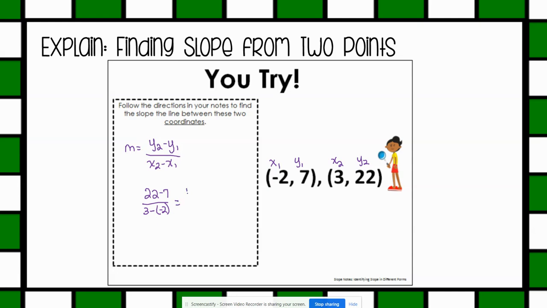Well, 22 minus 7 gives us 15. And 3 minus negative 2 gives us positive 5. So this really says 15 divided by 5, which is 3. So that means that the line that goes through these points has a slope of 3.